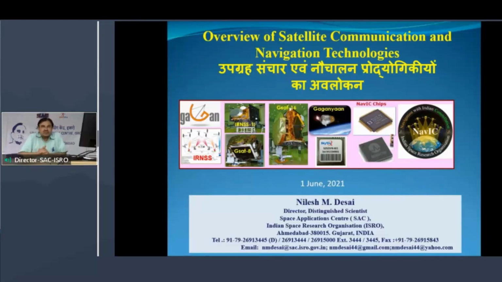On the screen you are seeing this picture. We are seeing these words: Gagan, IRNSS. Satellite pictures are there, GSAT satellite pictures are there, a Gaganyaan picture is there. Some of the chips or ICs which you see in your radio or TV, something similar is seen on your screen, which are called NavIC chips, and there is a logo of our NavIC. So NavIC is something equivalent to GPS. We call it our desi GPS.